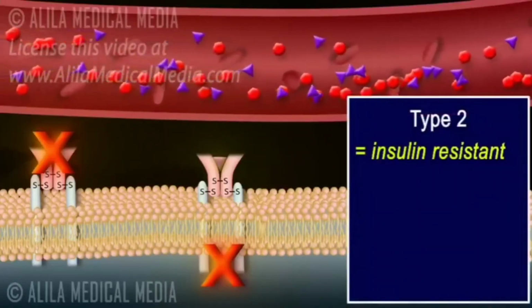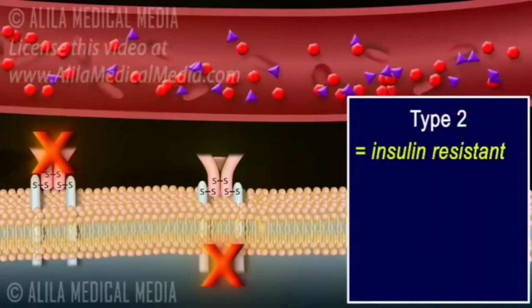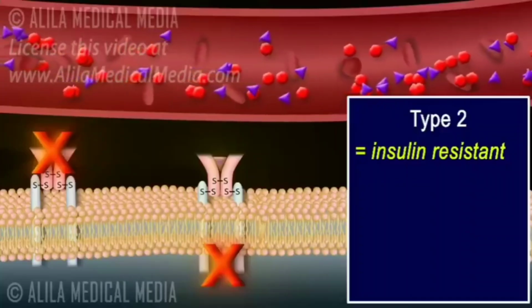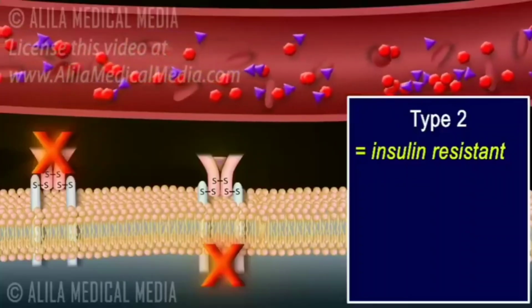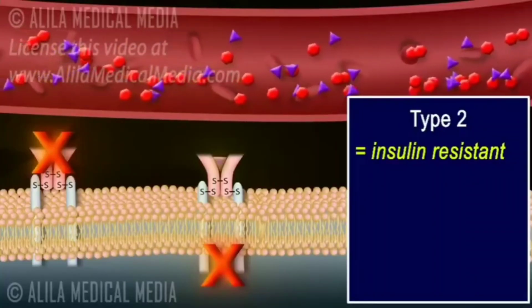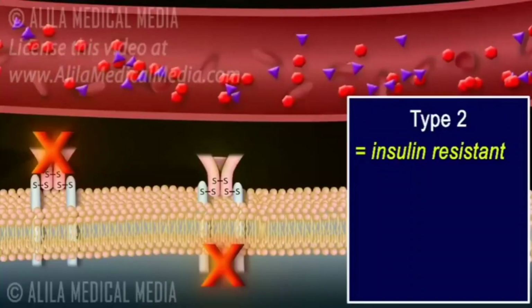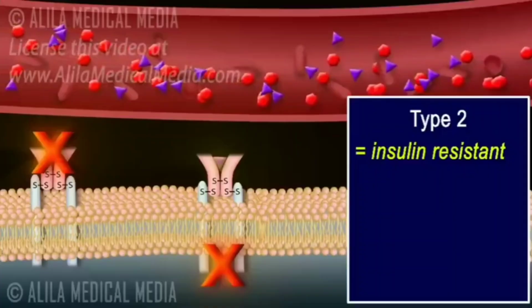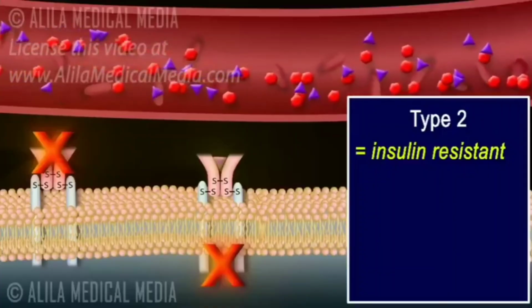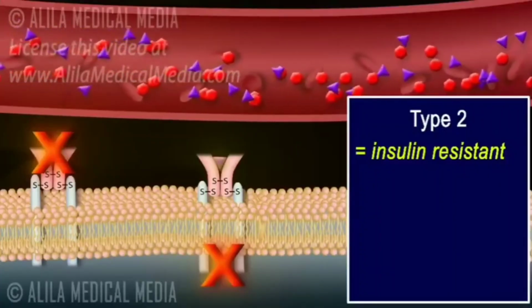Here again, genetic factors predispose susceptibility to the disease, but it is believed that lifestyle plays a very important role in type 2. Typically, obesity, inactive lifestyle, and unhealthy diet are associated with higher risk of type 2 diabetes.